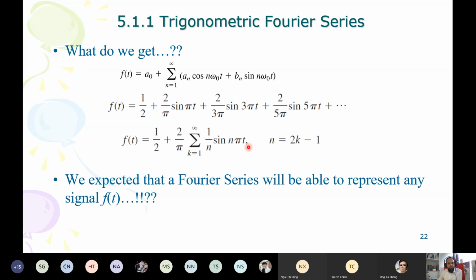We expected that the Fourier series will be able to represent any signal f(t). It was supposed to represent a square wave. Is this by any means a square wave? At least visibly not. It's a sine wave or sum of different sines. This was intended so that a function can be expressed as a sum of sinusoids. What we have done is a sum of different sinusoids. But is it a square wave? Let's see.